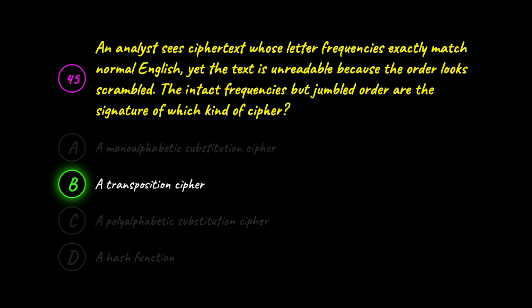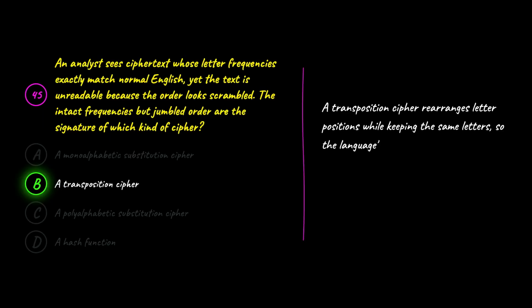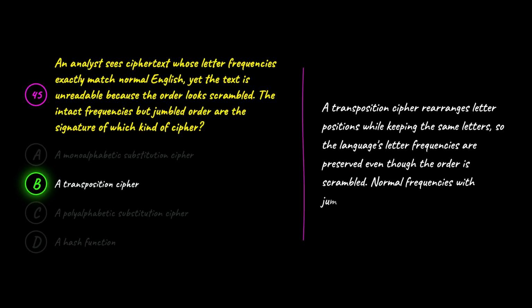The correct answer is B, a transposition cipher. B is correct because a transposition cipher rearranges letter positions while keeping the same letters, so the language's letter frequencies are preserved even though the order is scrambled. Normal frequencies with jumbled order signal transposition, which is then attacked by anagramming.